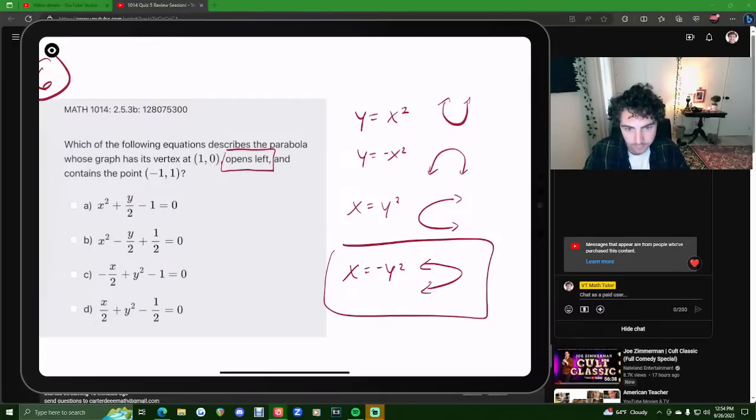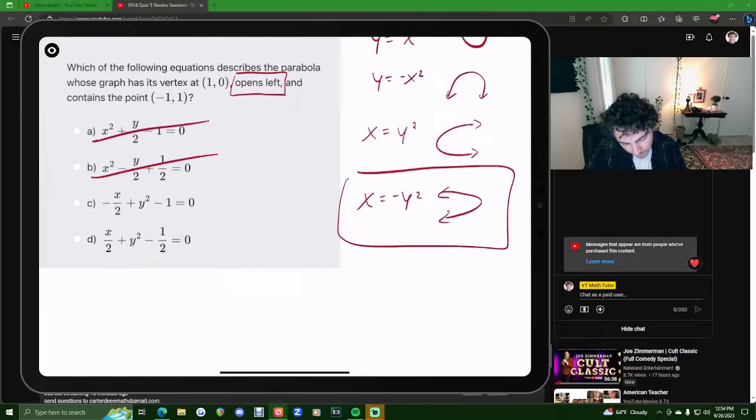So first of all, we want to see a y squared and not an x squared. So we can eliminate any that have an x squared instead of a y squared. Now, we want to think about between C and D, if we were to solve for x, which of these would have a negative y squared on the opposite side? So what I would say is basically ignore the constant and just think about if you got x by itself in these equations, would you have negative y squared on the opposite side of the equation?